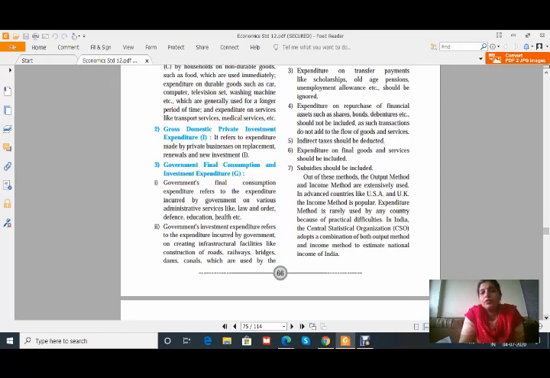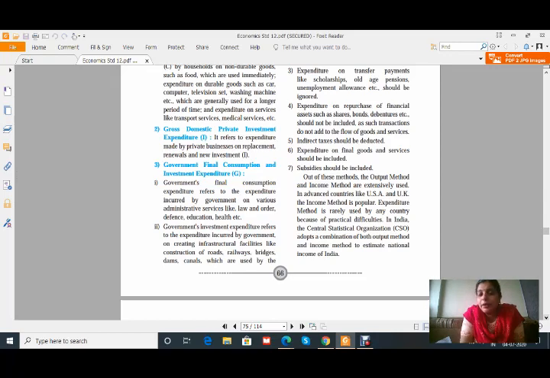Okay, but this is for the particular phase. But in general, government has to spend some money on law and order service, defense services, education, health services, and therefore that expenditure is termed as government's final consumption expenditure.